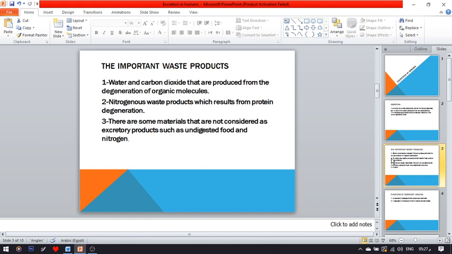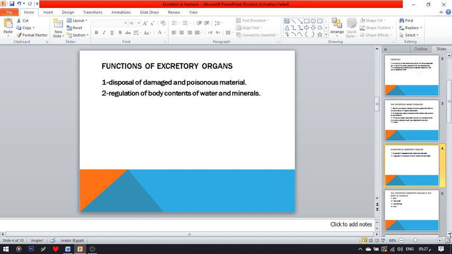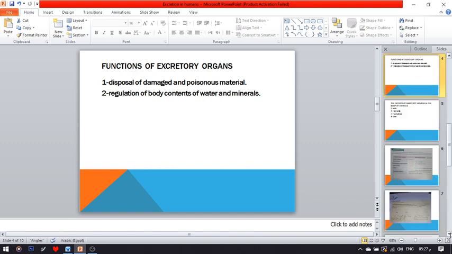There are certain functions for excretory organs in the bodies of higher animals. The functions are: firstly, the disposal of damaged and poisonous material, and secondly, regulation of body contents of water and minerals. There are 4 important organs in our body that are responsible for excretion: the skin, the 2 lungs, the 2 kidneys, and the liver.